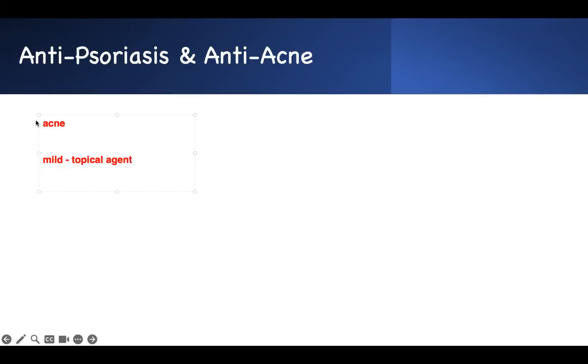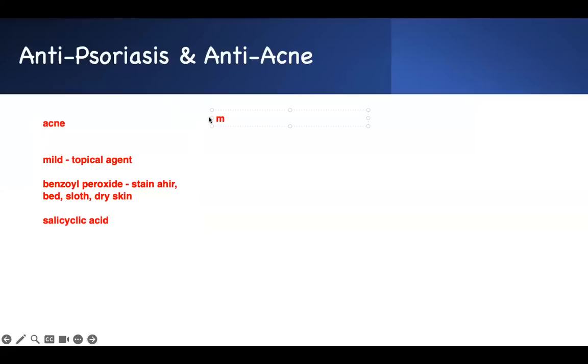And what are the agents? Benzoyl peroxide. It's very good for mild acne. Side effect is it stains your hair, your bed, and your clothes. It can make your skin dry. So you got to be careful. And it can irritate it too. Salicylic acid too can be used. It's also a topical agent that can be used for mild acne.